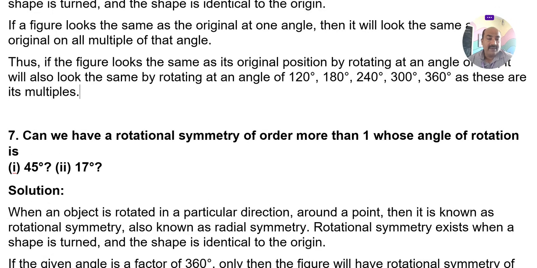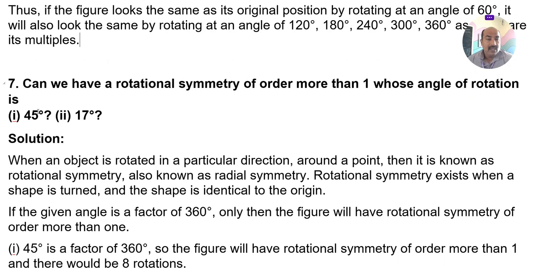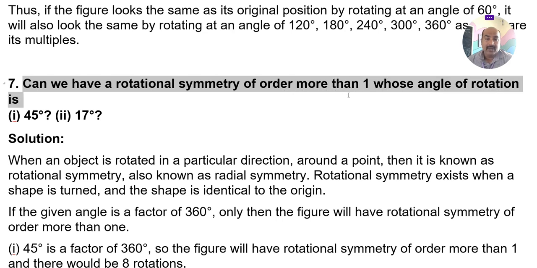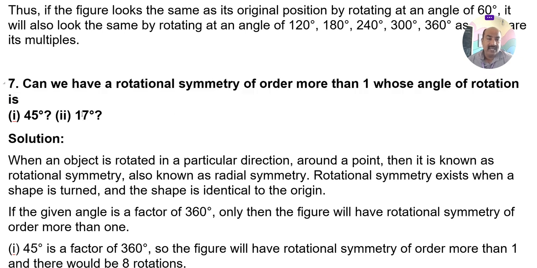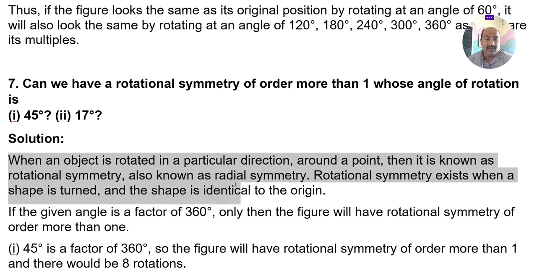Seventh problem. Can we have a rotational symmetry of order more than one whose angle of rotation is 45 degrees and 17 degrees? Solution. When an object is rotated in a particular direction around a point, it is known as rotational symmetry, also known as radial symmetry. Rotational symmetry exists when a shape is turned and the shape is identical to the original.